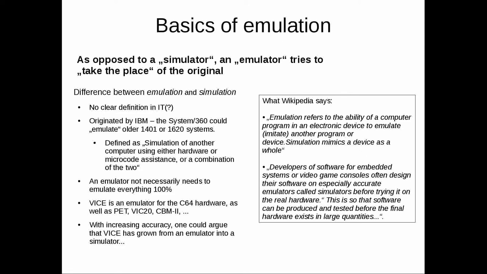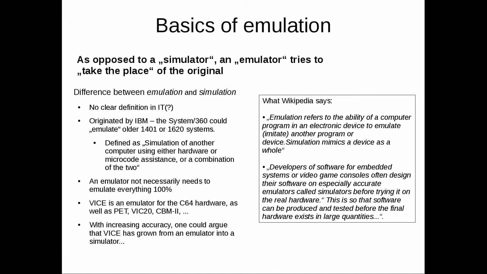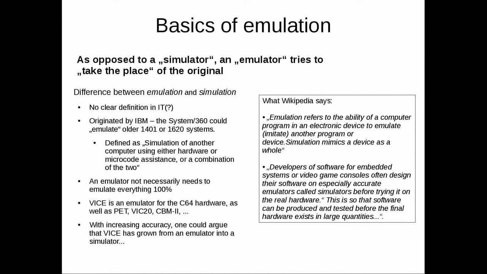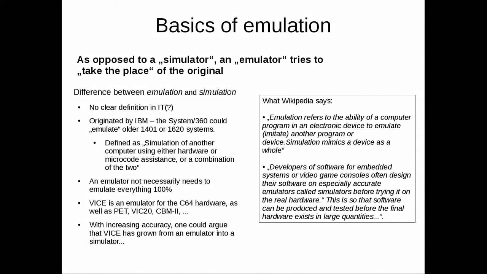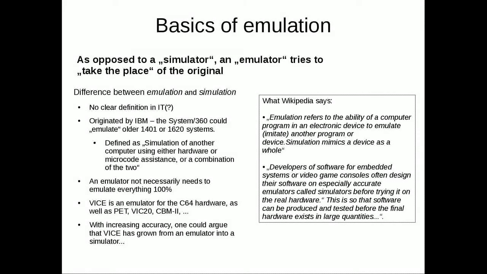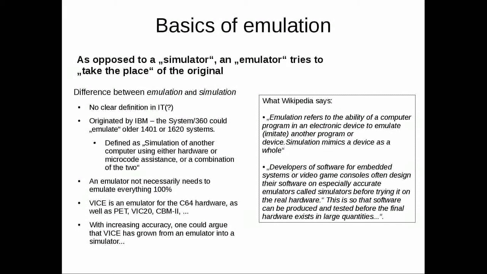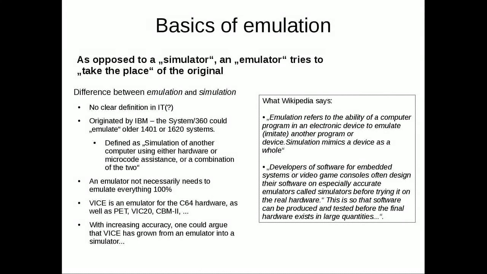So an emulator not necessarily needs to emulate everything 100%. Vice is such an emulator for the 8-bit Commodore machines, such as the C64, the PET, VIC-20, CBM2, PLUS4, and others. And in some parts, with the increasing accuracy of the emulation, one could probably say that Vice has grown in part into a simulator.